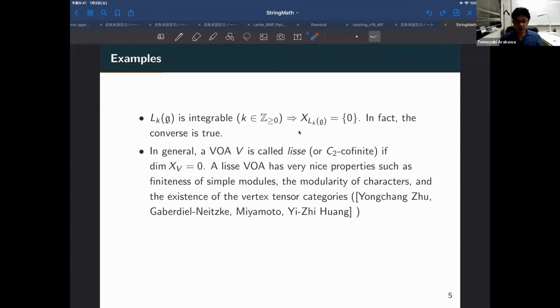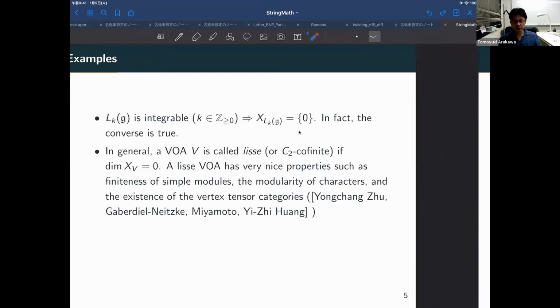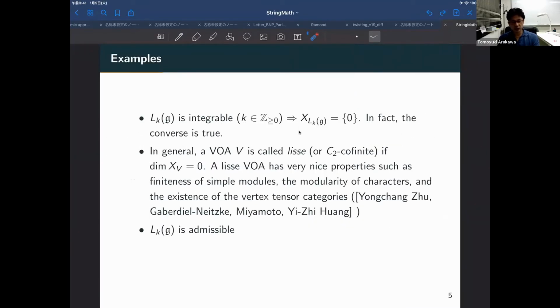But there are cases outside the lisse case where the vertex operator algebra is quite nice. So one of the cases is when the representation is so-called Kac-Wakimoto admissible. And this is a case when characters of this representation are modular invariant.